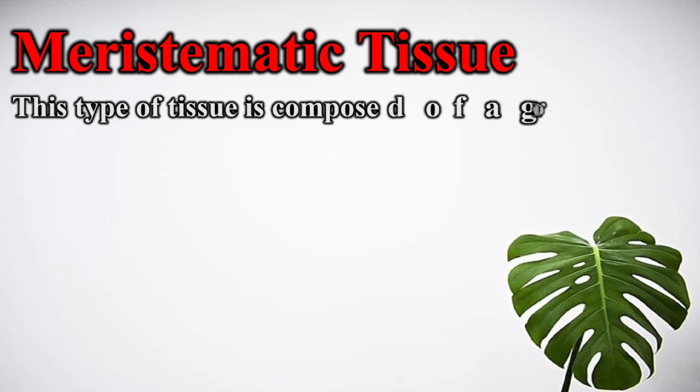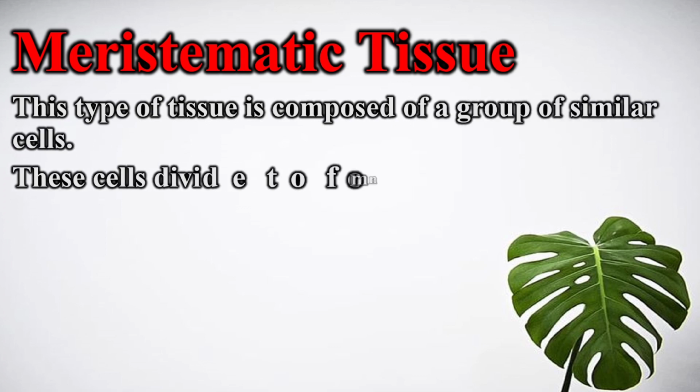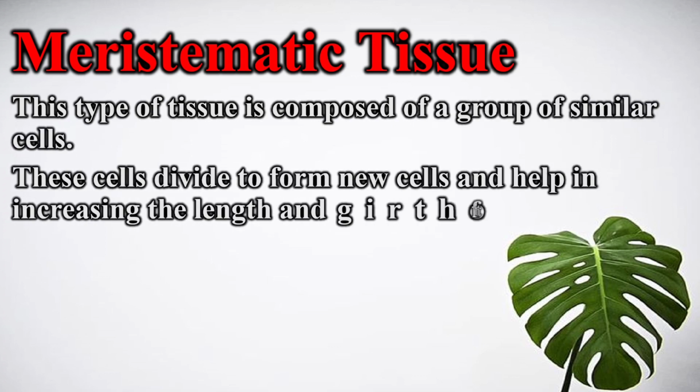Meristematic tissue. This type of tissue is composed of a group of similar cells. These cells divide to form new cells and help in increasing the length and girth of the plant.